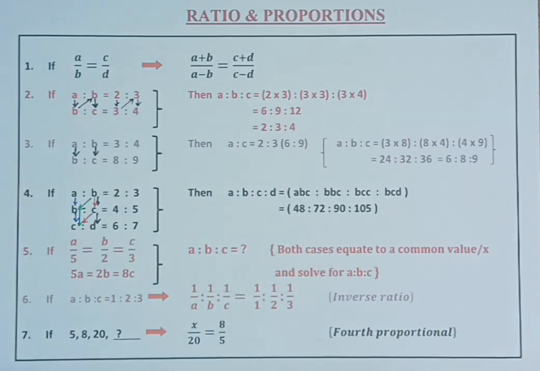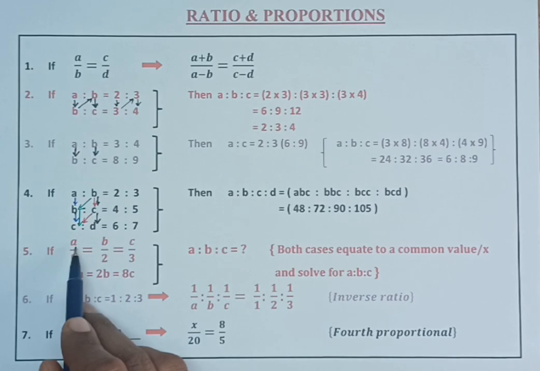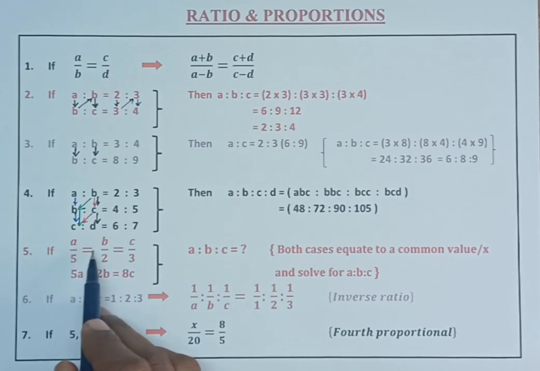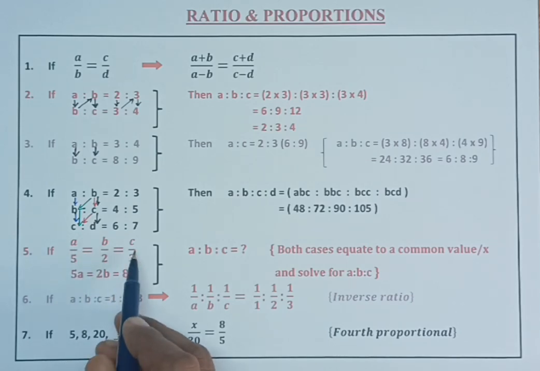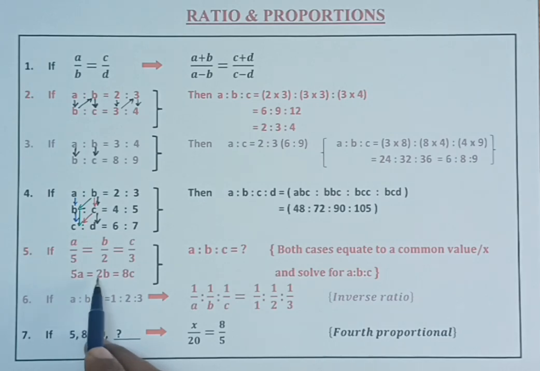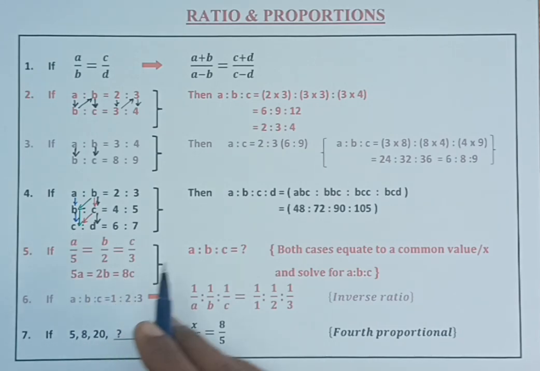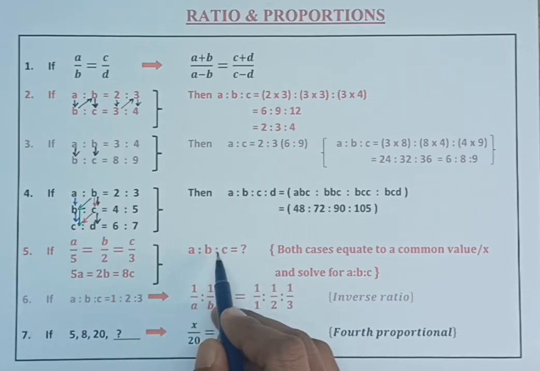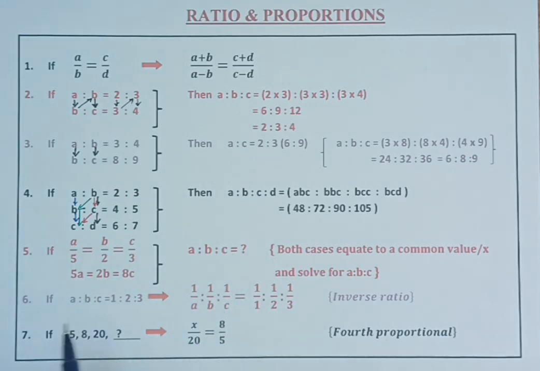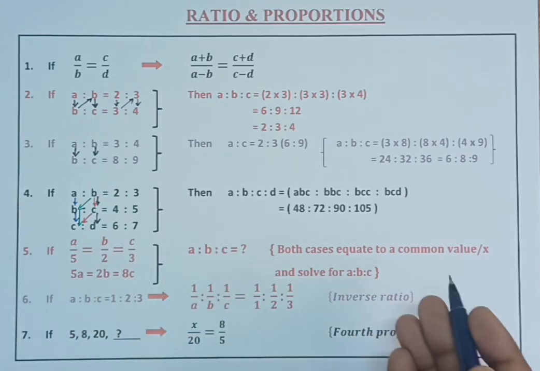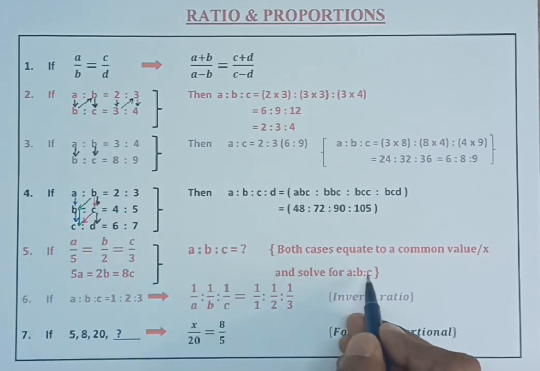Fifth point is, whenever we are given an expression like A by some value equal to B by some value equal to C by some value, or 5A equal to 2B equal to 8C, and we are told to find the ratio of A, B and C, then in such a case equate this to another common value, x, and solve for A is to B is to C.